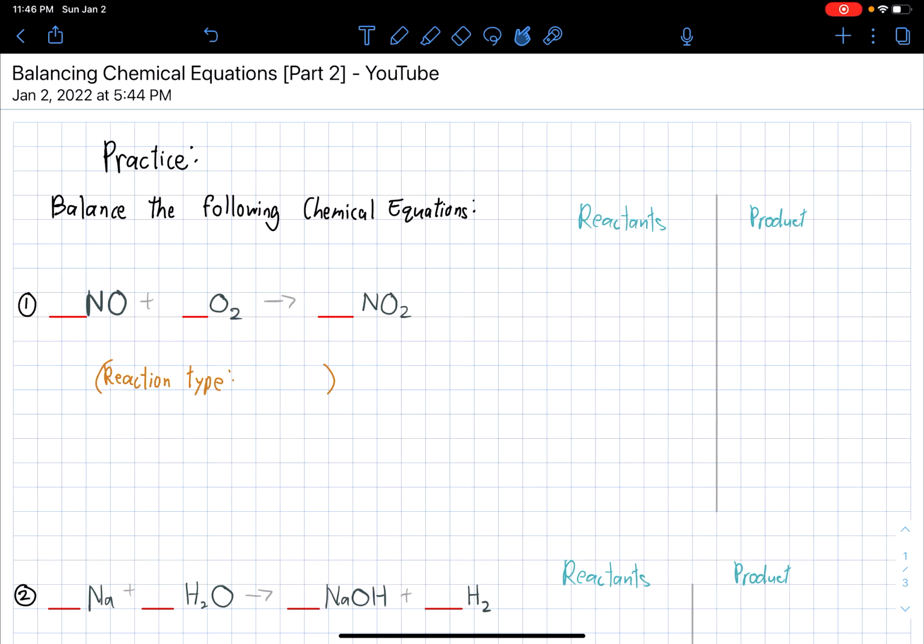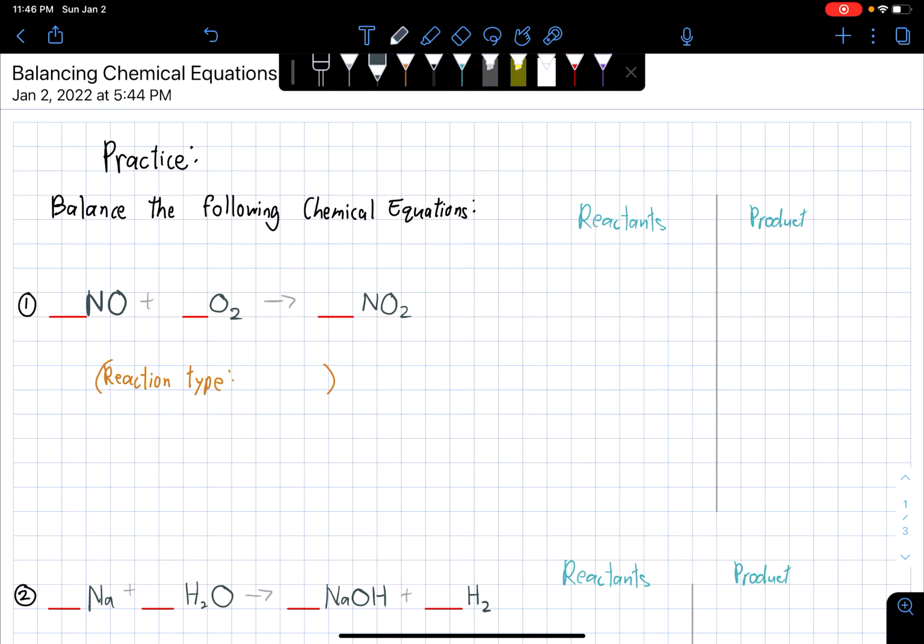In this video, we will continue our discussion about balancing of chemical equations. In the previous video, we discussed the initial lesson, and right now we will be practicing what we have learned. We will apply the skill with 5 problems in total. So the instructions state that we have to balance the following chemical equations. Let's start with number 1.